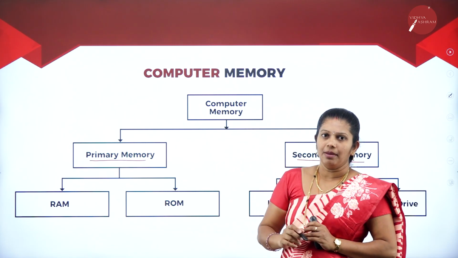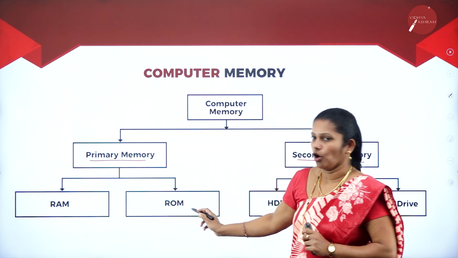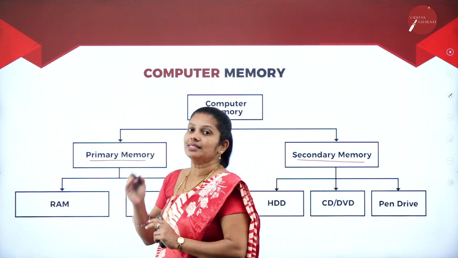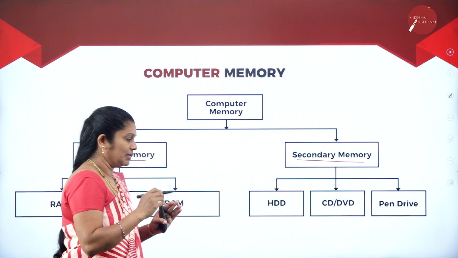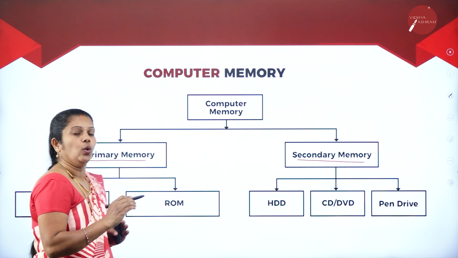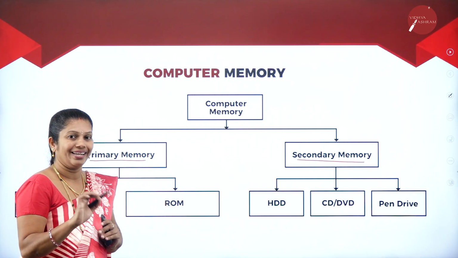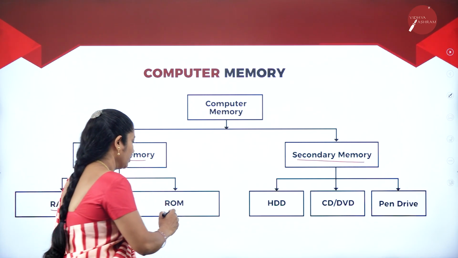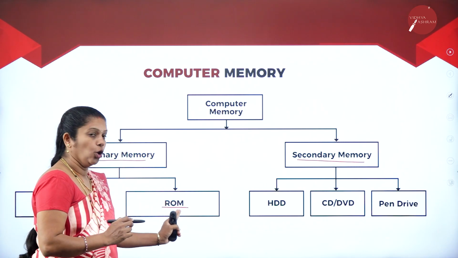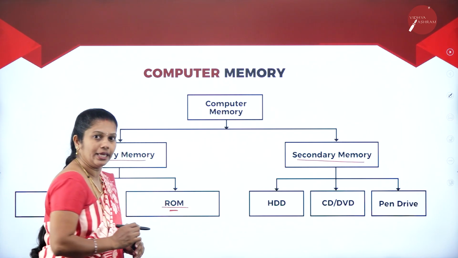When we come to primary memory, once again it is classified into RAM as well as ROM. That is random access memory. The name itself suggests random access memory. We are able to read as well as write on that. And one more is ROM, that is read only memory. The name itself suggests read only.